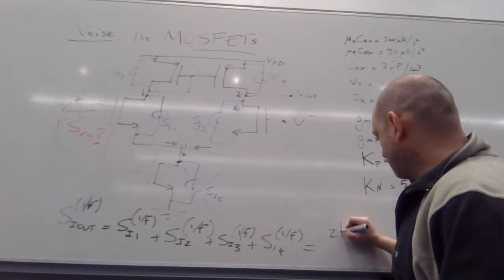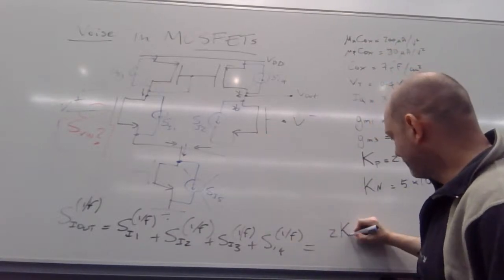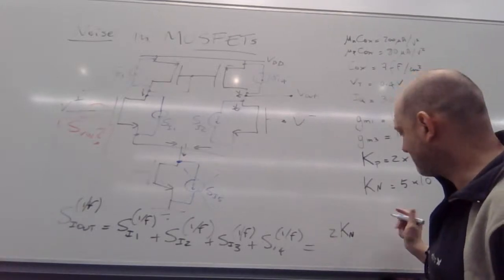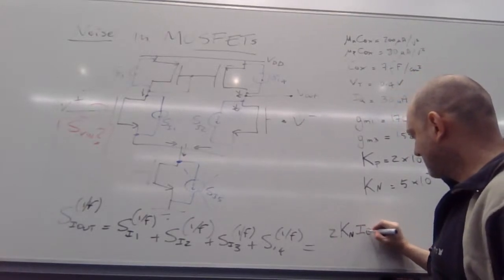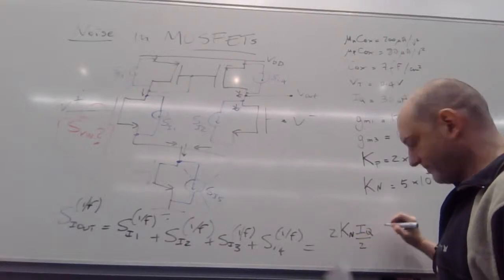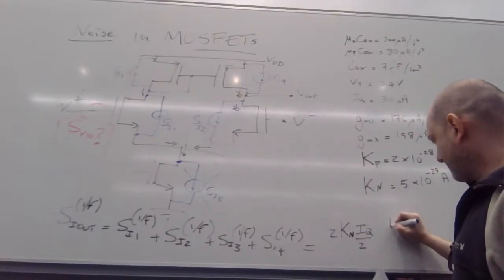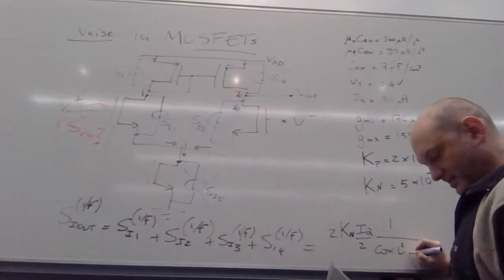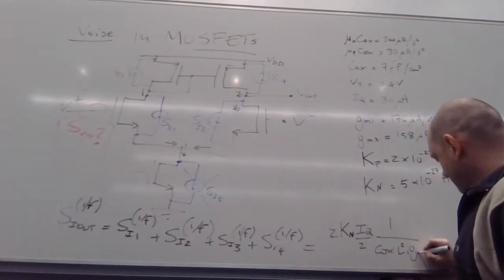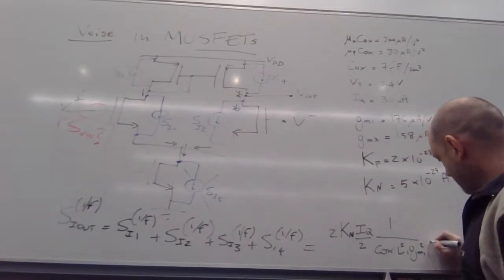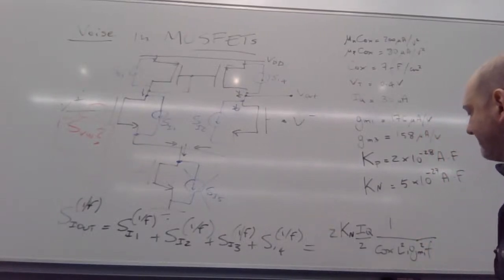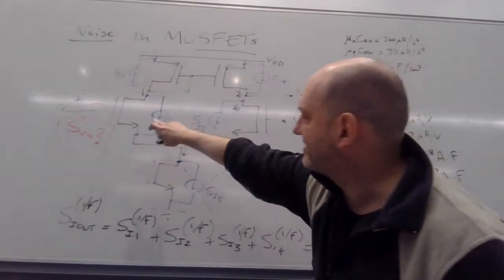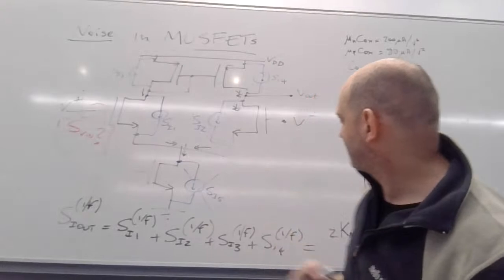2 times Kn, so let's consider the differential pair first. ID, but ID will be our tail current divided by 2, IQ divided by 2. 1 over C oxide, L square, GM 1 square, F. So this only accounts for the flicker noise of these 2 MOSFETs there.